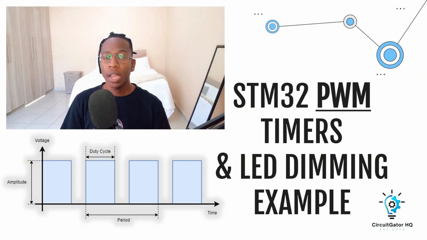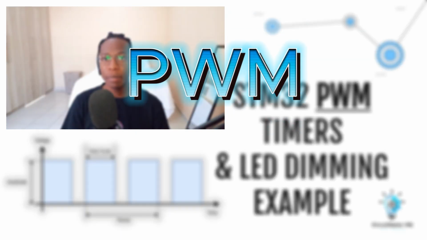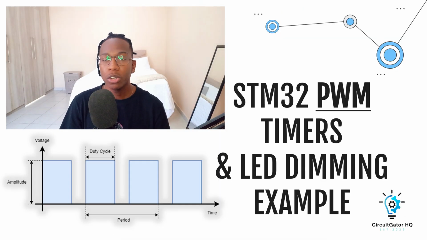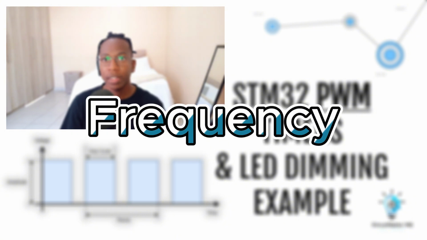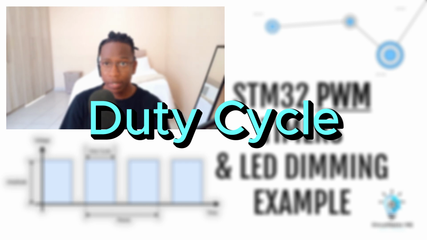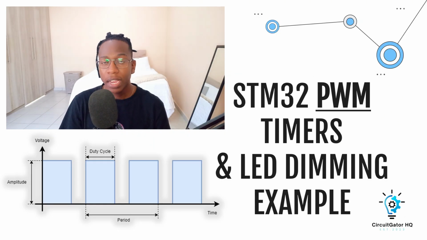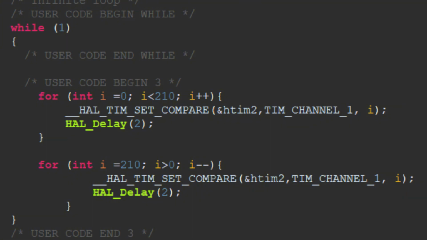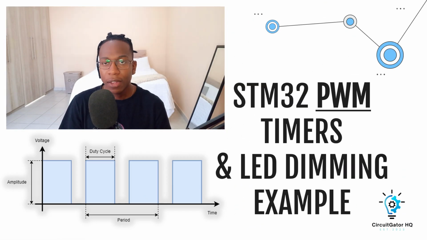In this video, I am going to show you how you can generate the PWM signal using your STM32 microcontroller. I will show you how to calculate and set the frequency of the generated PWM signal to any value that you want. I will show you how to calculate the duty cycle and set the duty cycle percentage to any value that you want. And I will also show you how to write code to generate a PWM signal that you can use to control the brightness of an LED.